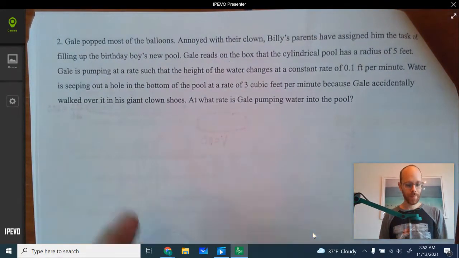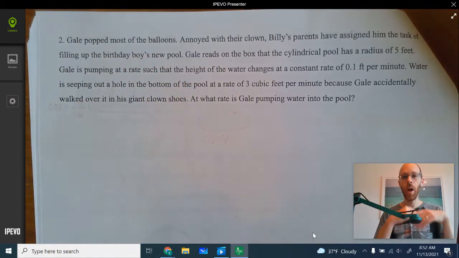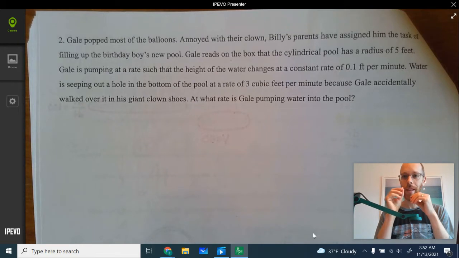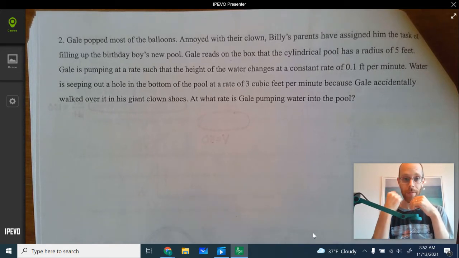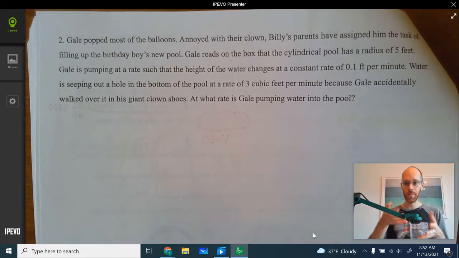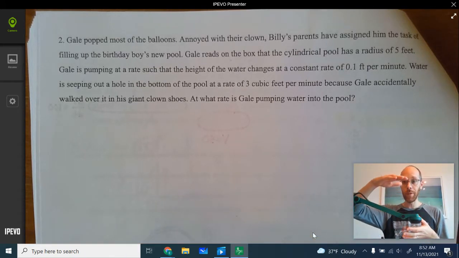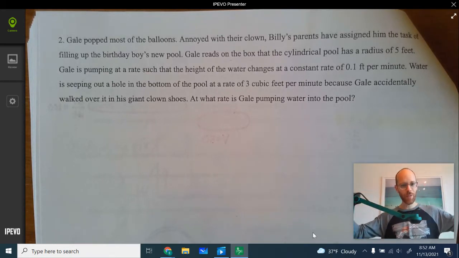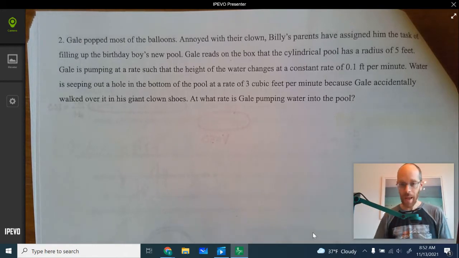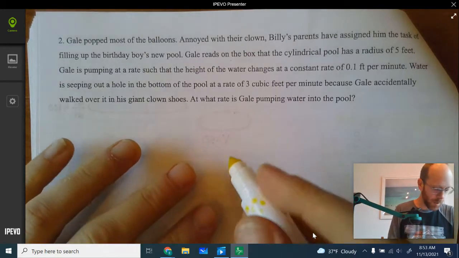Number 2. Gale popped most of the balloons. Annoyed with their clown, Billy's parents have assigned him the task of filling up the birthday boy's new pool. Can't see how any problems are going to occur there, right? Gale reads on the box that the cylindrical pool has a radius of 5 feet. Gale is pumping at a rate such that the height of the water changes at a constant rate of 0.1 feet per minute. So the water is filling. Water is seeping out of a hole in the bottom of the pool at a rate of 3 cubic feet per minute because Gale accidentally walked over it in his giant clown shoes. At what rate is Gale pumping water into the pool?